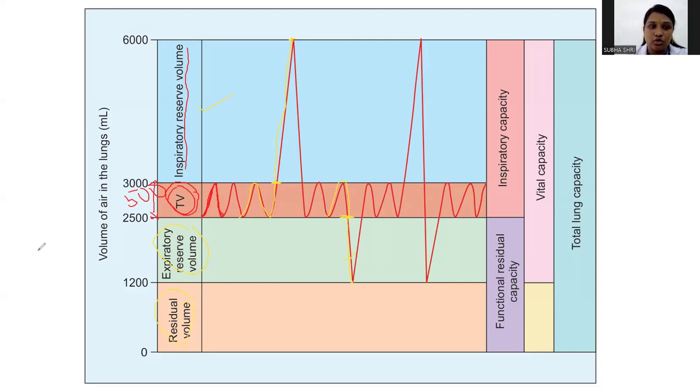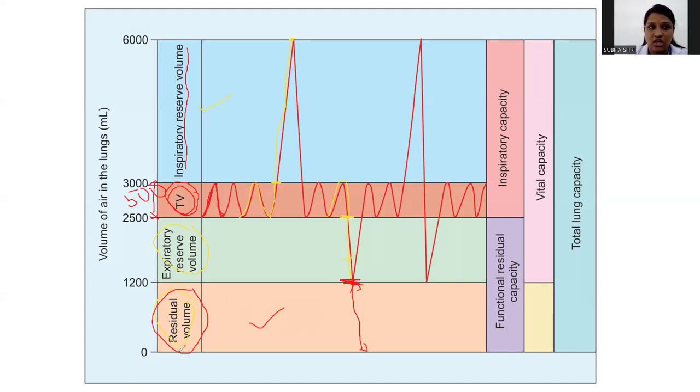The fourth volume is residual volume. So what is residual volume? Residual volume is after maximum expiration. Only this much the person can expire. After that, he cannot expire extra. So after expiration, there will be a little amount of air still remaining in the lungs. Our lungs will not get emptied out fully. That remaining amount of air present inside the lungs is called residual volume.